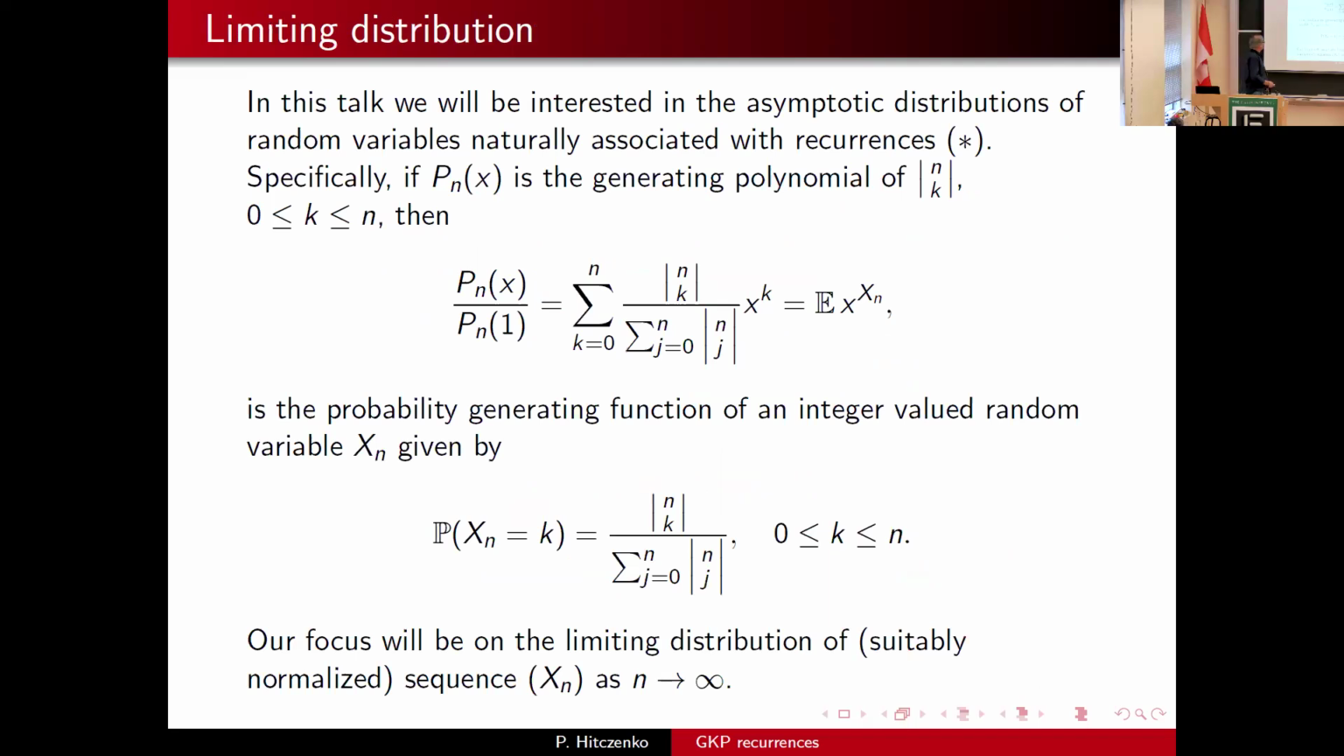So what I will be interested in is the limiting distribution of solutions of those recurrences. This wasn't addressed in any of the papers that I cited. Let me remind you: if you have this row generating polynomial and normalize it by its value at 1, you can think of the result as the generating function of an integer-valued random variable whose probability of being equal to k is the coefficient n over k normalized by the whole sum. What you want to know is the limiting distribution as n goes to infinity. That's what I'll do.